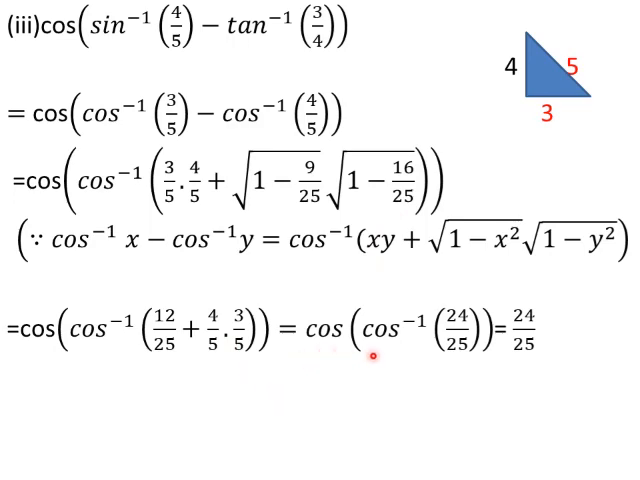So cos of cos inverse of, you see the denominator values are same, 25 and here also 25 you will get. Numerator 12 plus this also 12. So 24 by 25. We have the property cos of cos inverse x is equal to x if x belongs to closed interval minus 1 comma 1. Since this 24 by 25 is less than 1, you can remove cos and cos inverse. It is equal to 24 by 25.